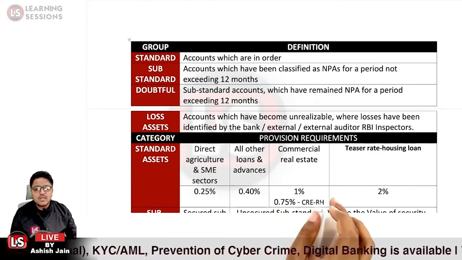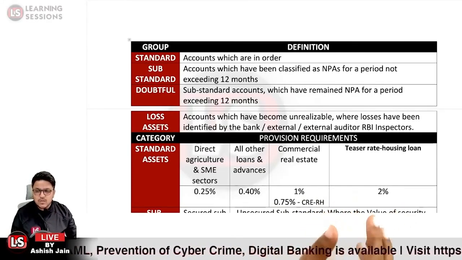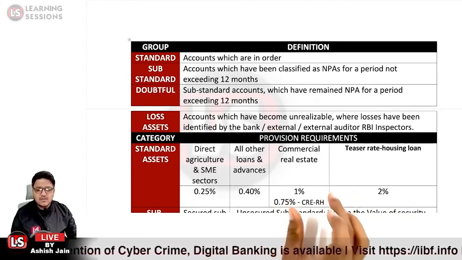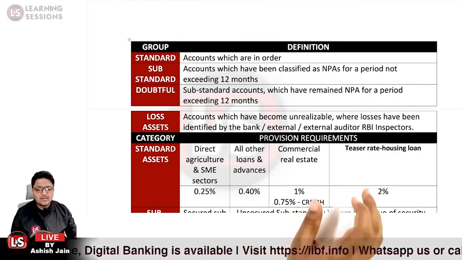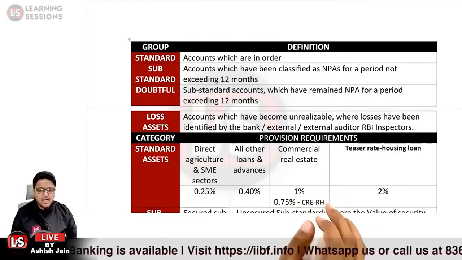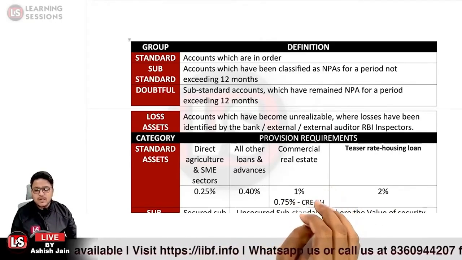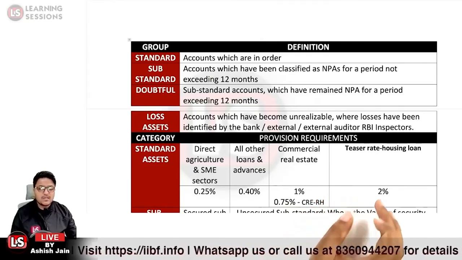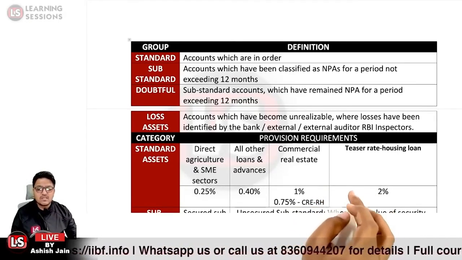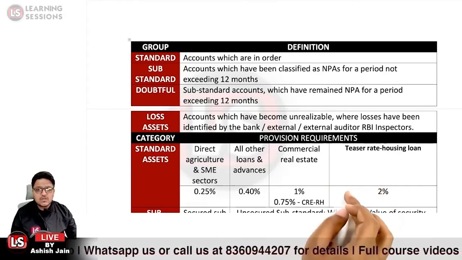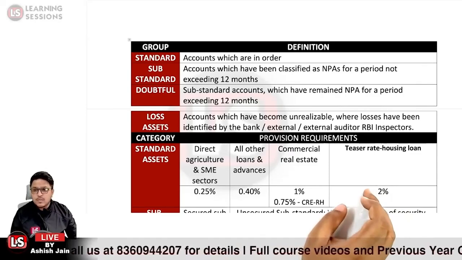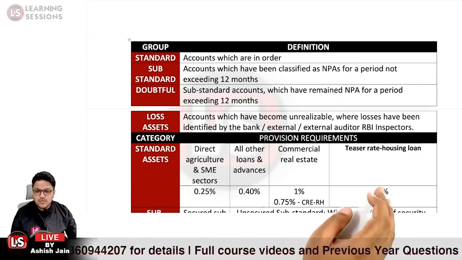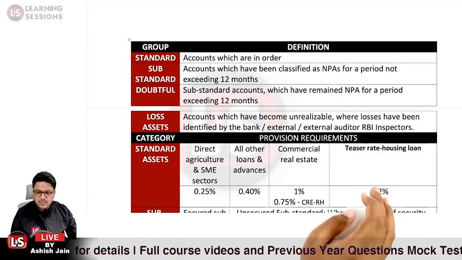Then there is the case of the teaser rate housing loan. What is a teaser rate housing loan? Where a lesser interest rate is chargeable in the earlier installments, and later on a higher interest rate is charged. That is said to be a teaser loan. In case of teaser rate housing loans, 2% provision is to be created.